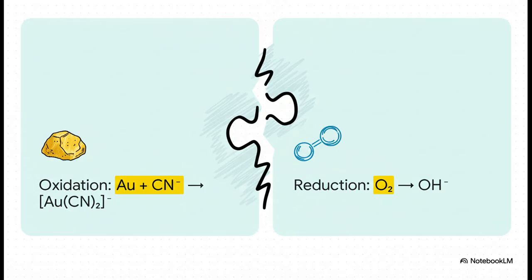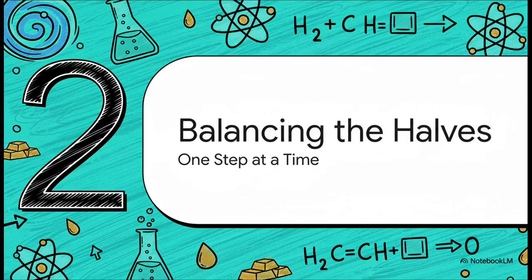And check this out. This is what our divide and conquer strategy looks like in action. We've literally just broken that huge, scary equation into two simple puzzle pieces. You can see it right here. On the left, we've got our oxidation half, and on the right, our reduction half. Doesn't that already look so much easier to handle? Yeah, I thought so. All right, time to get our hands dirty. Let's start balancing these two halves, one step at a time. We're going to tackle each one separately. This is really where the magic starts to happen, so let's focus in.